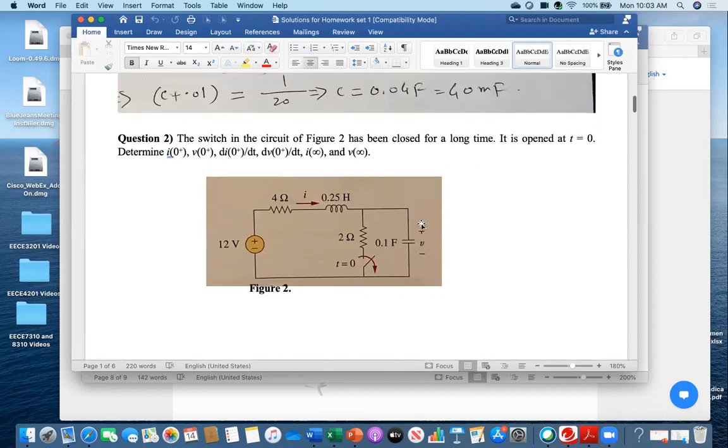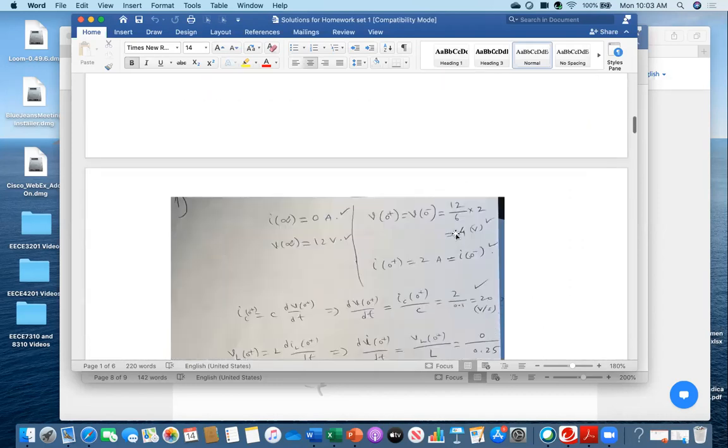So this was open circuit. So finding the voltage here means finding the voltage across the 2 ohm. Therefore, 2 ampere current multiplied by 2 gave you the 4 volt. You see, that is V0 plus equal to V0 minus. So therefore you all know.